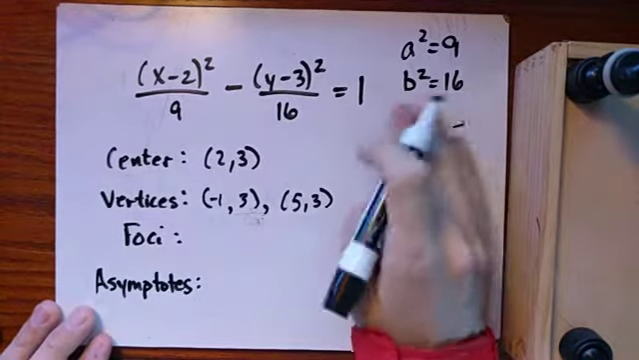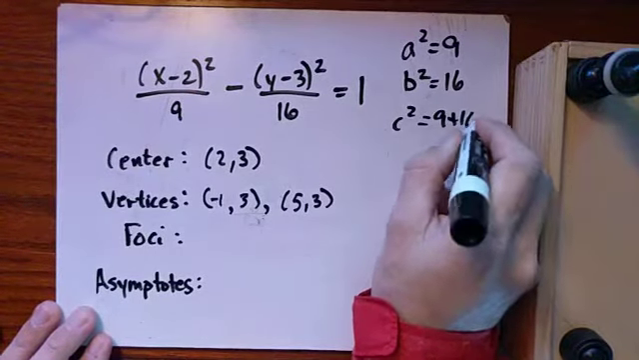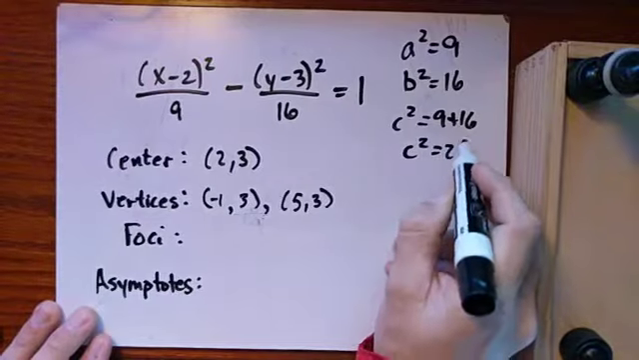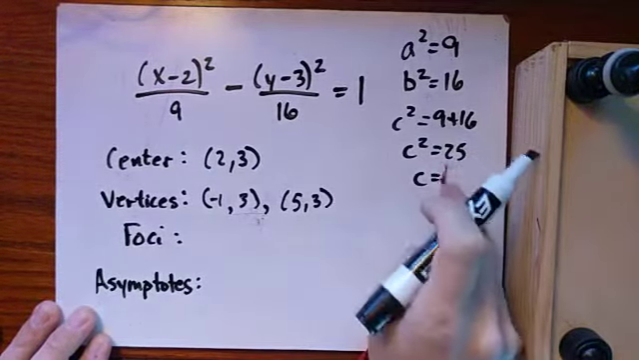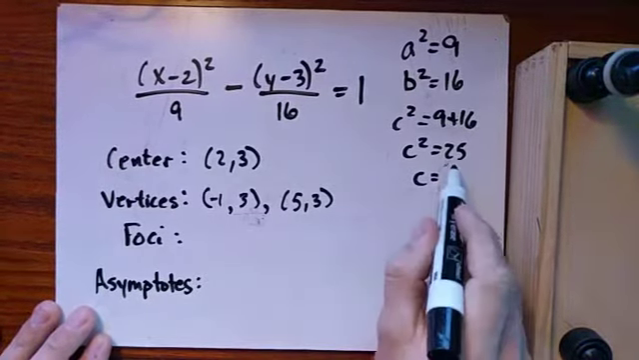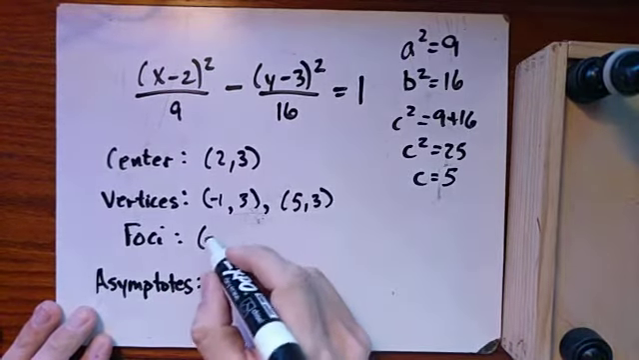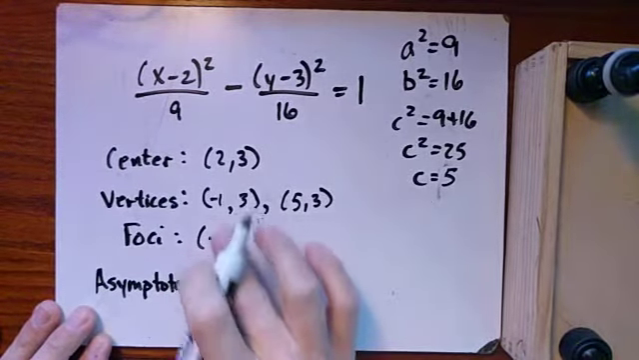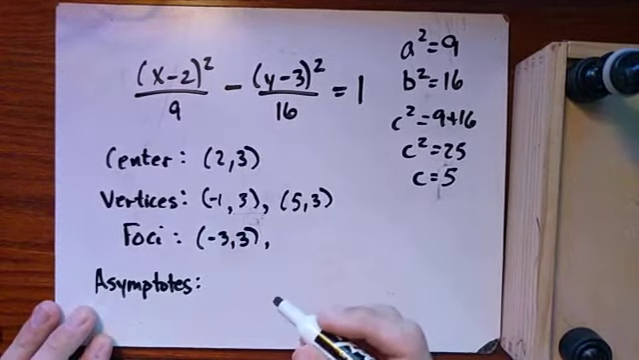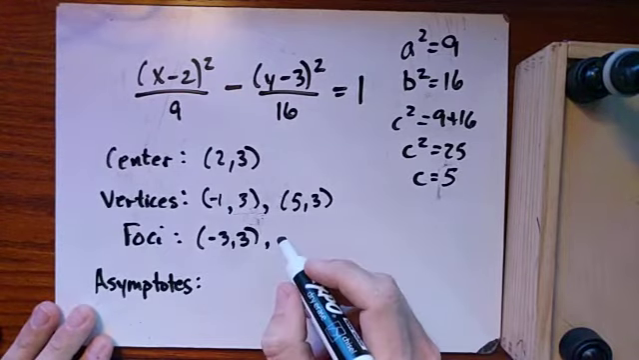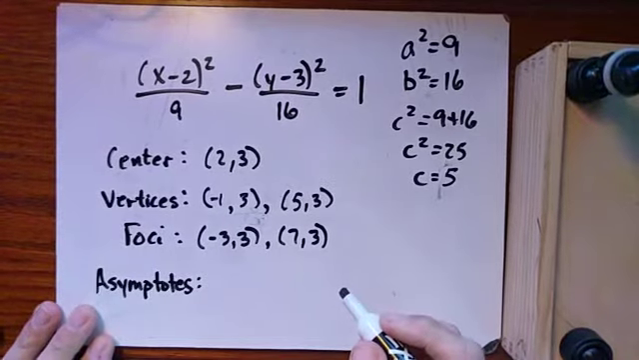All right, now with the foci, remember the equation c squared equals a squared plus b squared. So if we solve that for c, we get plus or minus 5. I'll just put 5 for simplicity, but just kind of keep in mind we could go left, right, 5 units from the center. So the foci are at -3. Sometimes my mouth moves faster than my brain can think. Anyway, 2 plus 5 is 7. So those are the 2 foci.